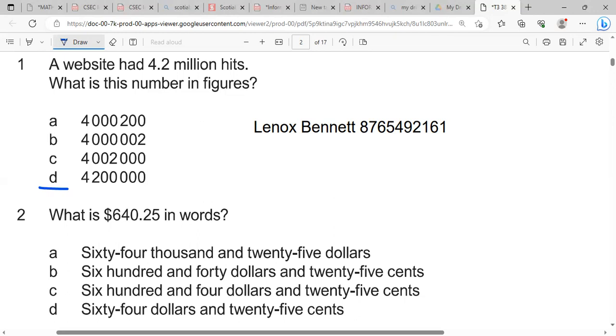All right. This one says, what is 640.25 in words? So let's go through the options. It says $640.25. So that would be B. This one says $604, right? Not correct. $64, not correct. All right. Let's proceed. So far, so good.